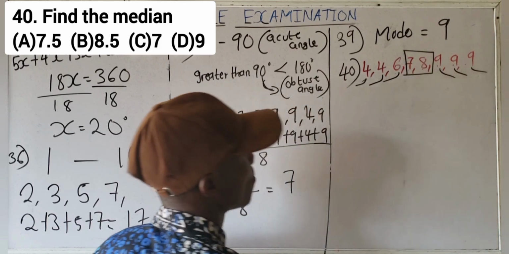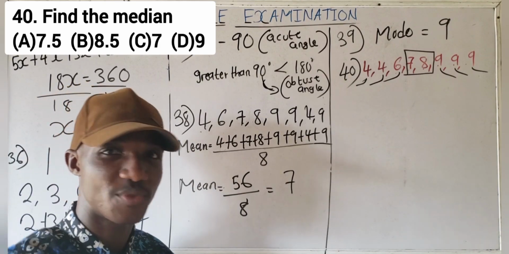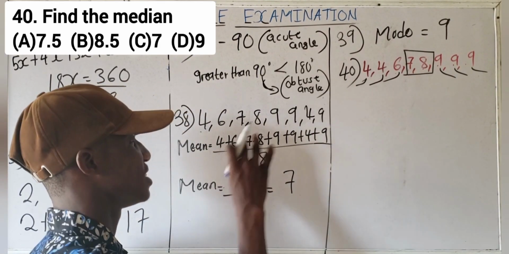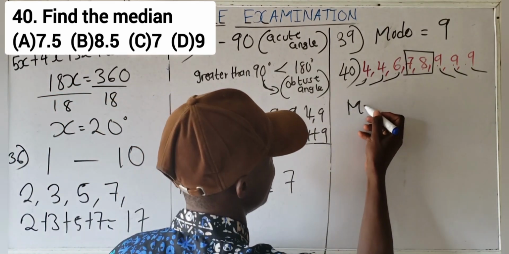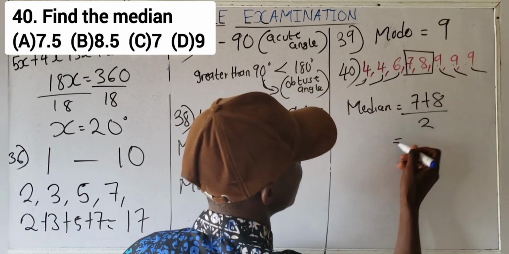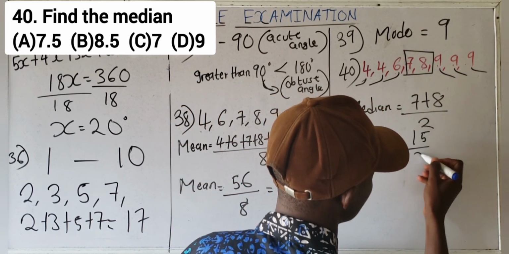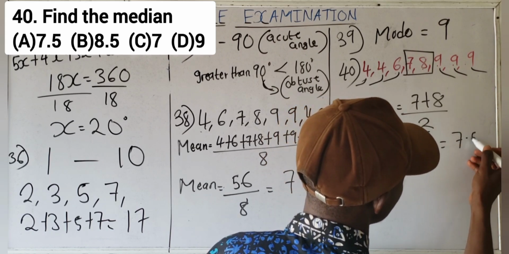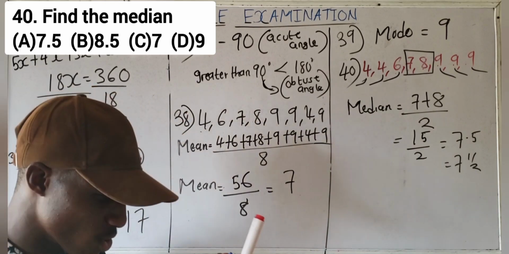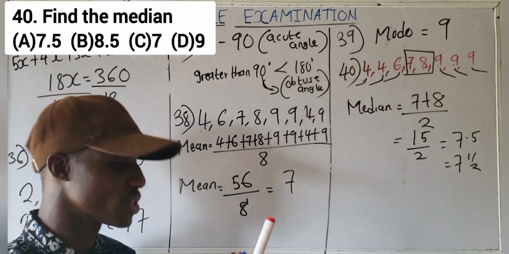Now the sum of these 2 numbers, we're going to add them together and divide by 2. That is the average. So the average of 7 and 8 will give us the median of this data set. So the median will be equal to 7 plus 8 all over 2. 7 plus 8 is 15. So I'm going to have 15 over 2. 15 divided by 2 is 7.5, or 7 and 1 over 2. Okay? So that is the answer. Now let us check the correct option. 7.5 is the median. So option A is correct for question number 40.